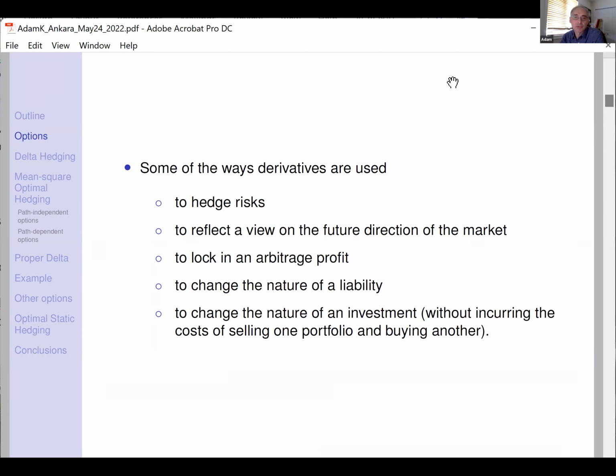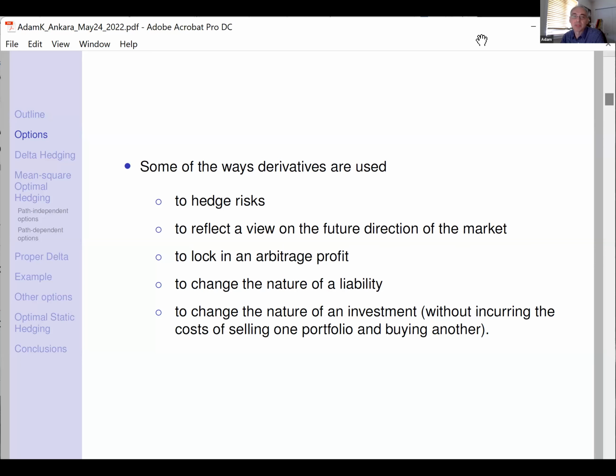Another application is to reflect a view on the direction of the market. Instead of buying the underlying index, I can buy a call option. Then other applications are to find arbitrage situations, to change the nature of liability, or to change the nature of investment. So the last two are in the context of swap options. So there are some examples. They are widely used.